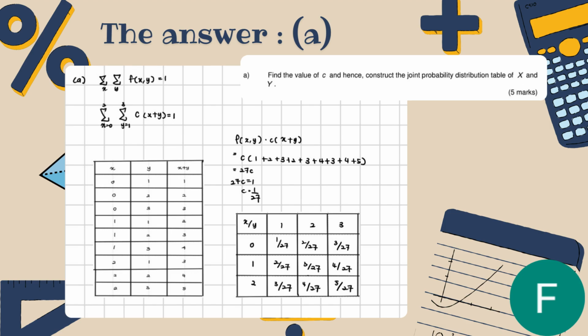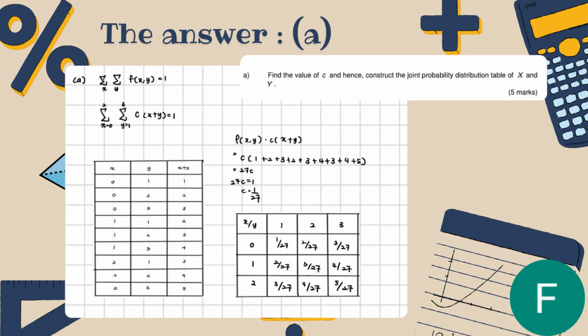After finding the value of c, I substitute c equals 1 over 27 into the joint probability distribution function. That is f of x, y equals 1 over 27 times x plus y. Using this formula, I construct the joint probability distribution table of x and y. Each cell in the table represents the joint probability for a specific value of x and y. When I add all probabilities in the table, the total is equal to 1, which confirms that the joint probability distribution is valid.